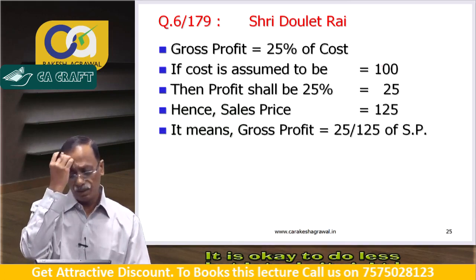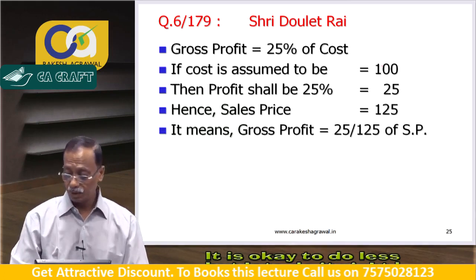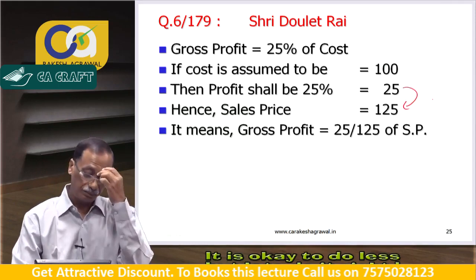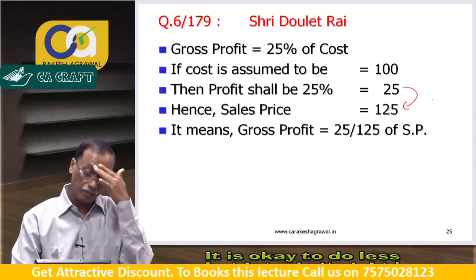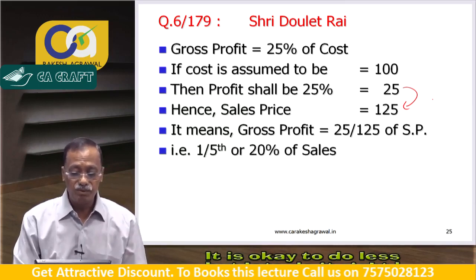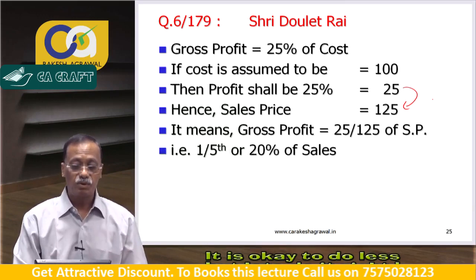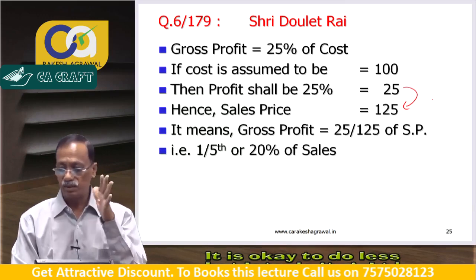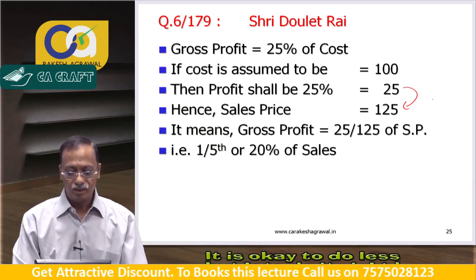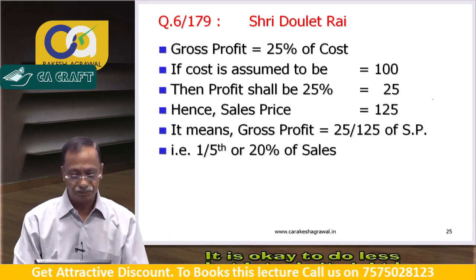It means gross profit is equal to 25 upon 125 of sales price. That is 1/5, or 20% of sales. This was the change of base for gross profit ratio. And now we go ahead.